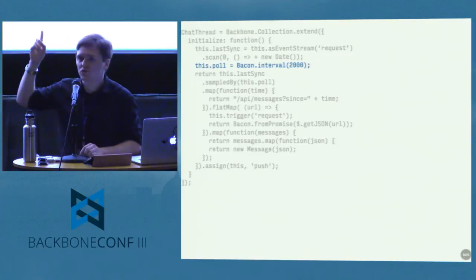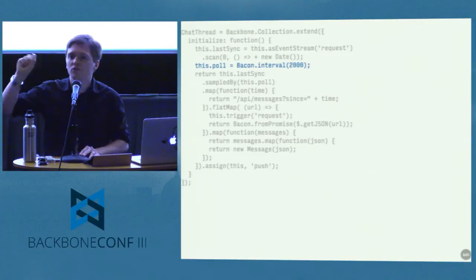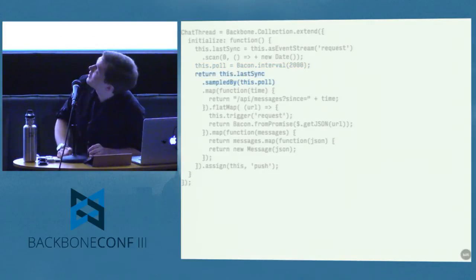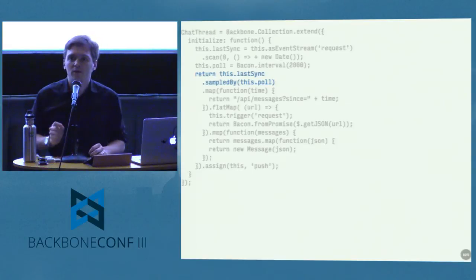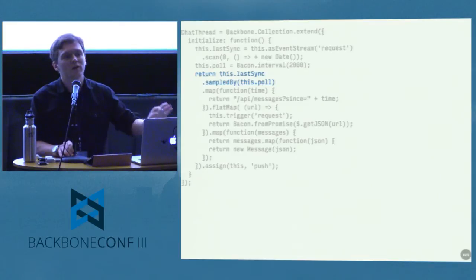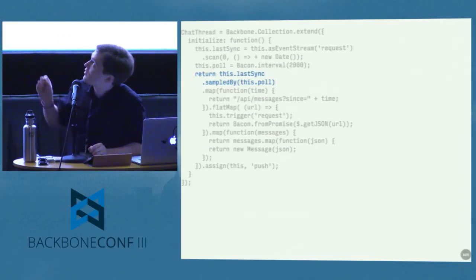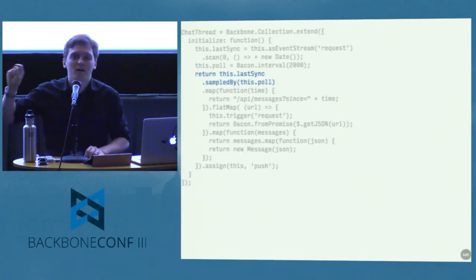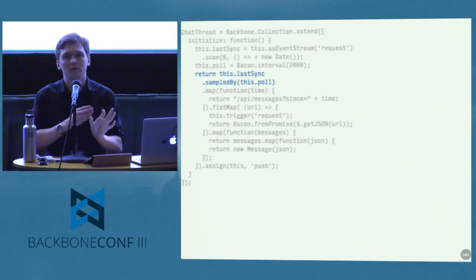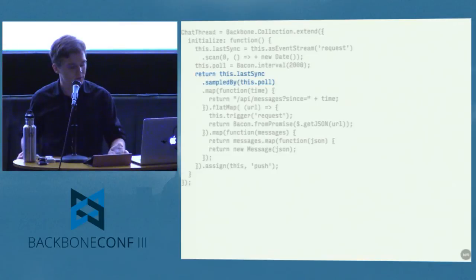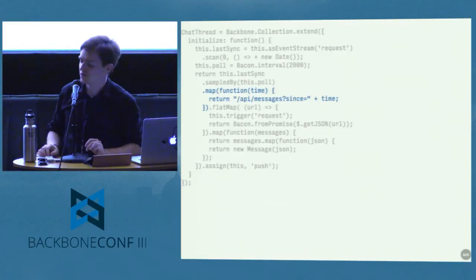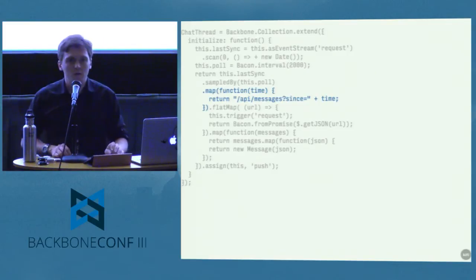This is very simple. It just creates a stream of empty events, and it's just basically a heartbeat. Every 2 seconds, it sends out an empty event. Now, here's where we get into the cool stuff. We take our last sync property, and remember, a property is a continuous value, so we can sample it between events because it always holds on to its value until it changes. So we take that value, and we sample it on that heartbeat. And so now we have a stream of timestamps, where each timestamp is the timestamp of the previous synchronization with the server. You take that, and you map the timestamp to a URL, as the API documentation had a couple slides back. And now we're sort of in familiar territory.